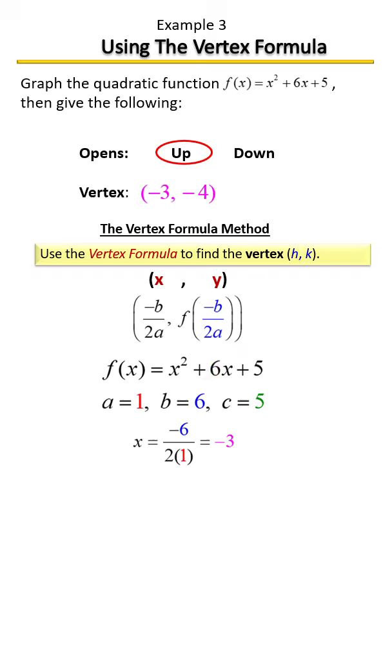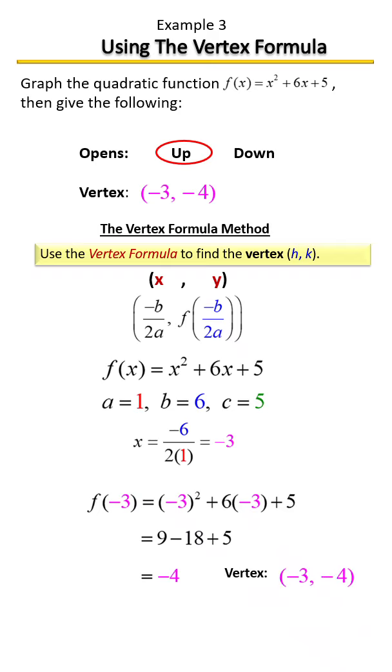So I'm going to remove all the x's from the original equation and replace it with negative 3. Do the math. Negative 3 squared is 9. Here this is negative 18 plus 5. Combine those numbers and that gives us an output of negative 4. So my vertex is negative 3, negative 4, the same as we got with the completing the square method.